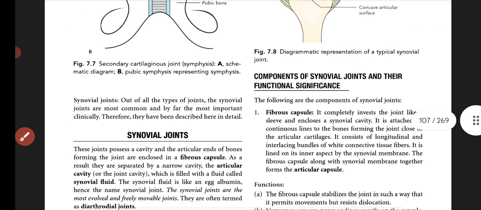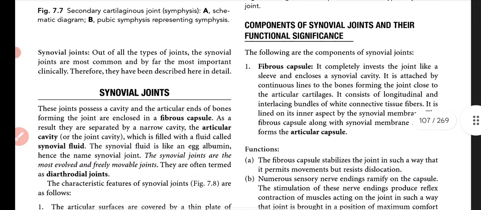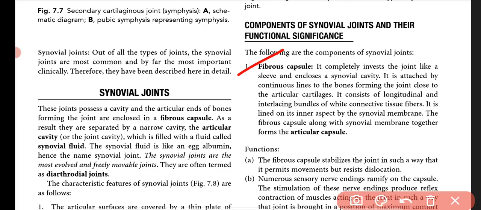The components of synovial joints and their significance. The first component is the fibrous capsule. It completely invests the joint like a sleeve and encloses the synovial cavity. It is attached by a continuous line to the bones forming the joint, close to the articular cartilage. It consists of longitudinal and interlacing bundles of connective tissue fibers. The fibrous capsule along with the synovial membrane together forms the articular capsule.